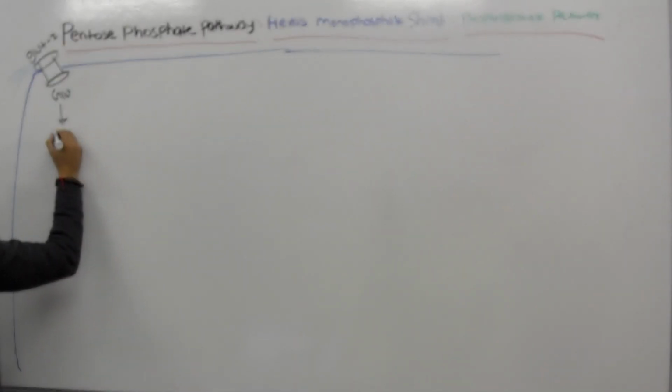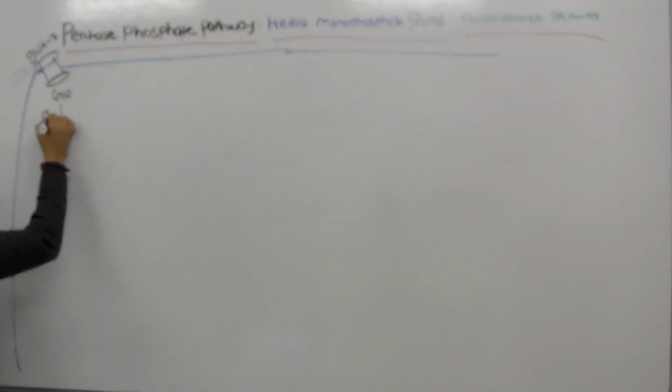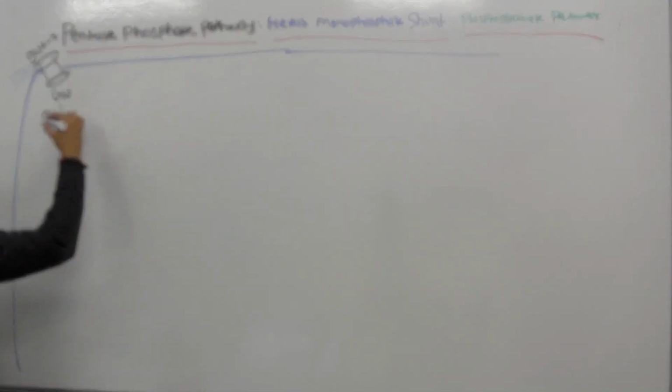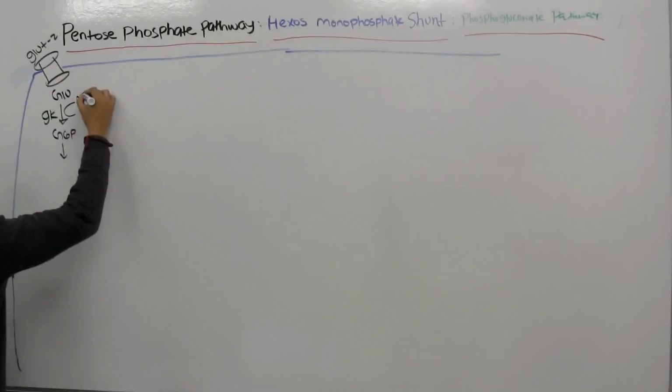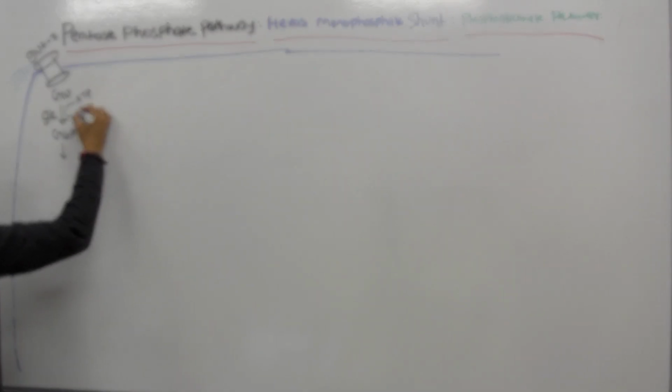And for the glucokinase, what do we generate? We generate glucose 6-phosphate. Obviously this enzyme is my glucokinase right here. Whenever we use glucokinase, we're going to use ATP, and then obviously we make ADP.